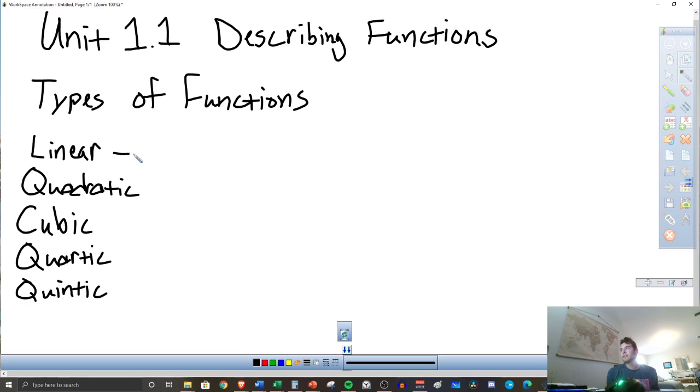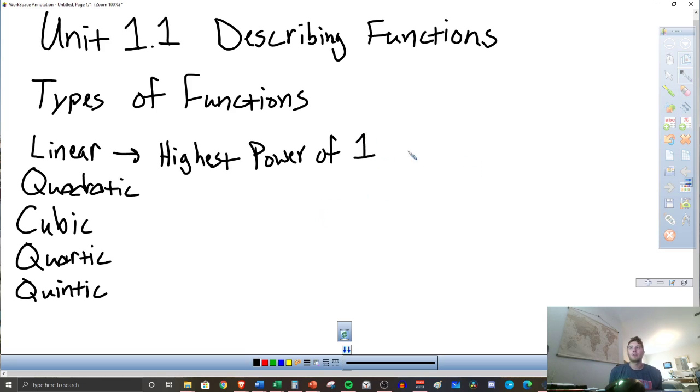So the linear, we determine all of this by the highest power. So a linear has the highest power of 1. Okay, that is the highest power. We're going to write some more stuff out to the right, so make sure you have space here. Quadratic is a highest power of 2.